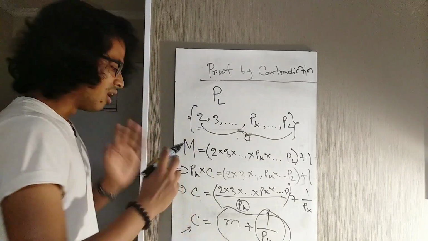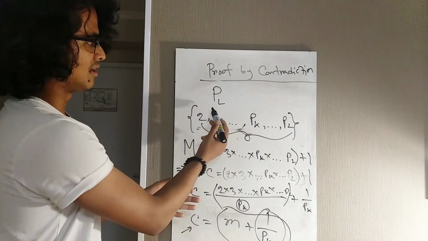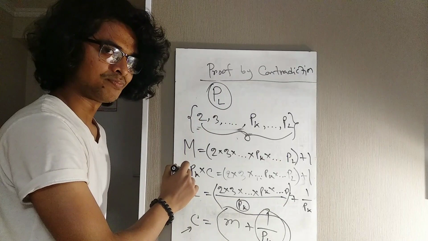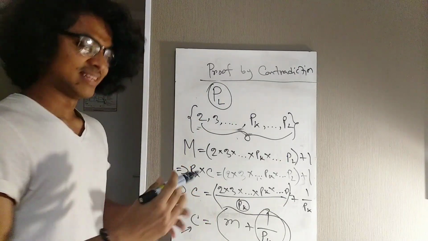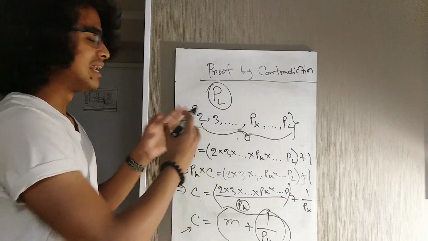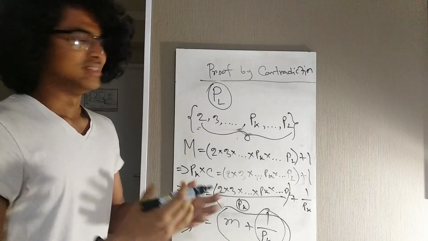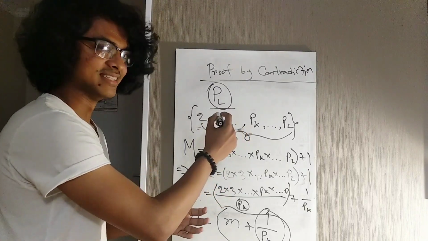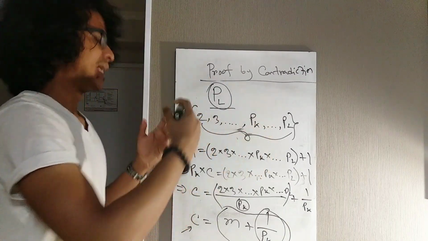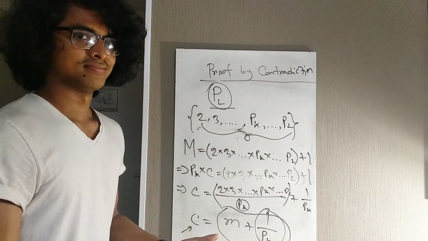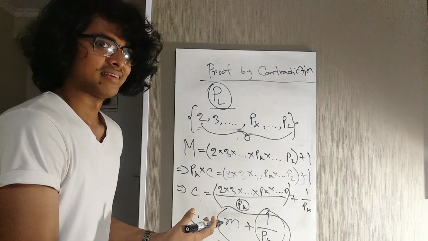That means the only resolution is that the reason for this contradiction is that our initial assumption that pl is the largest prime was actually false. Our initial assumption that there is a finite number of prime numbers, and that pl is the largest of all those primes, is wrong. No such pl exists. There is no largest prime number. That means there are infinitely many prime numbers. This is how Euclid proved it. Fascinating, isn't it?